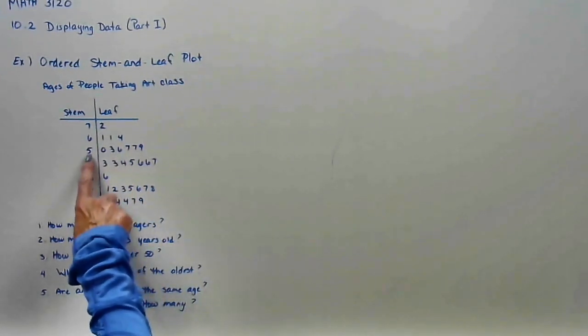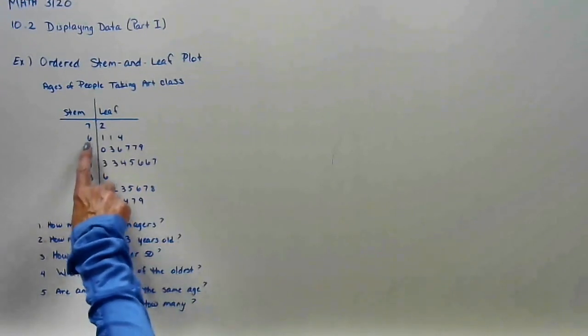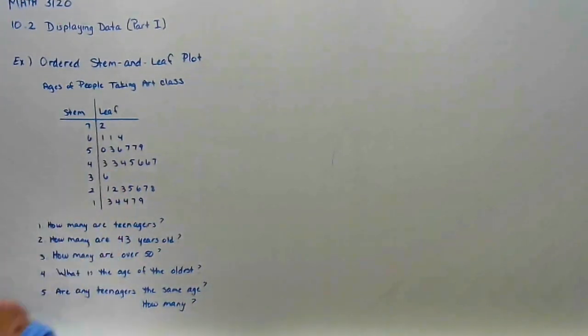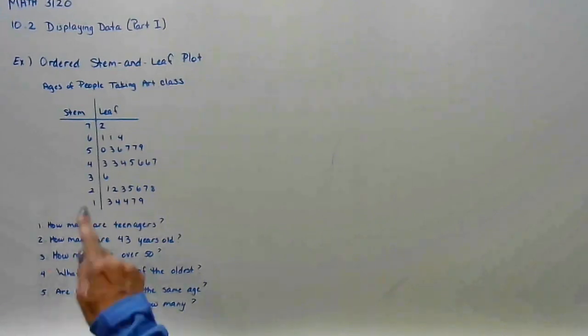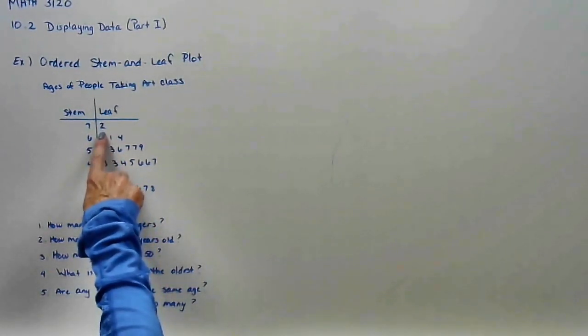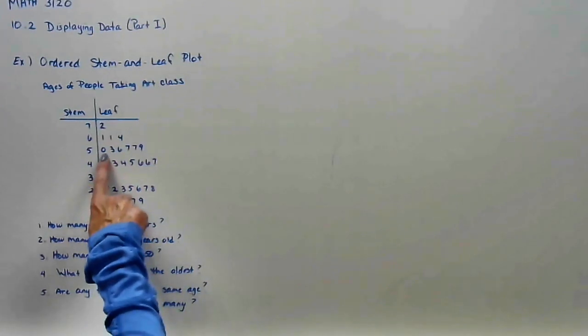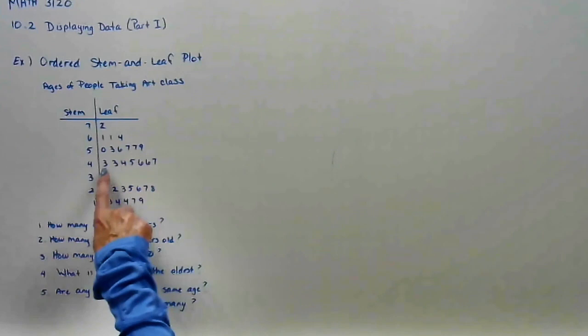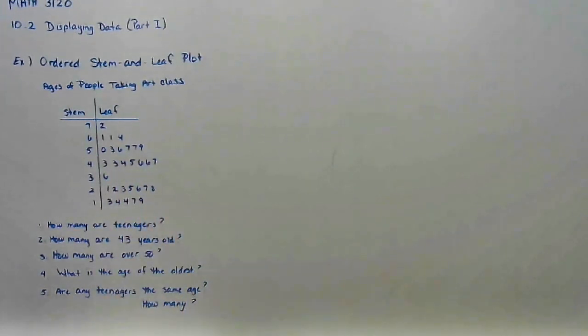And we always put them in order. You can either go low to high or high to low. When you order the leaf, it always needs to go smallest to largest. Meaning, if I have all these data points, I've got to put them from least to greatest, from left to right. Okay, so I have these 30 people that are taking an art class.